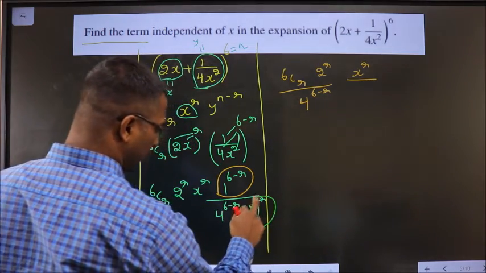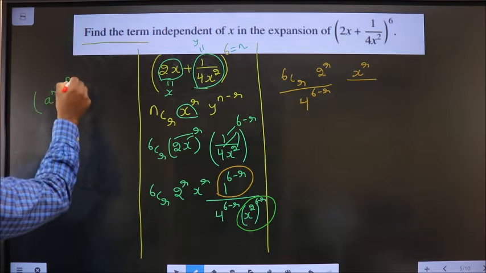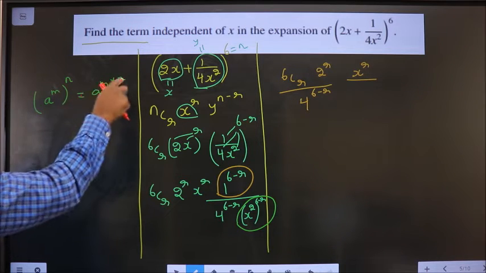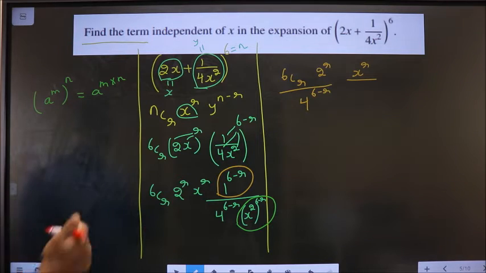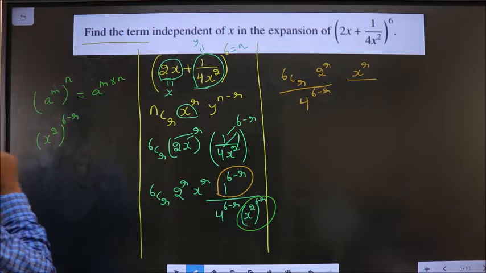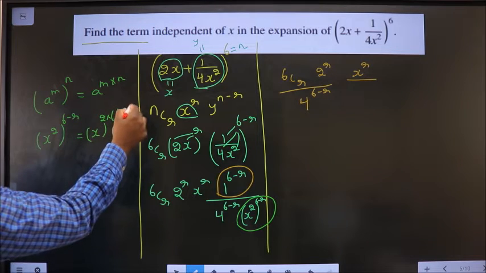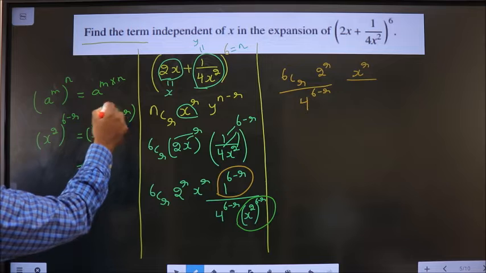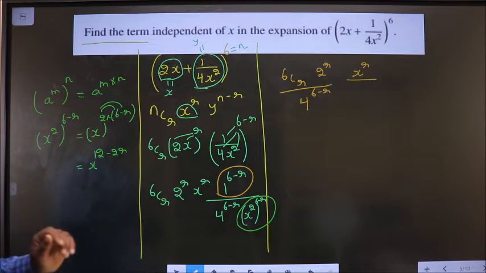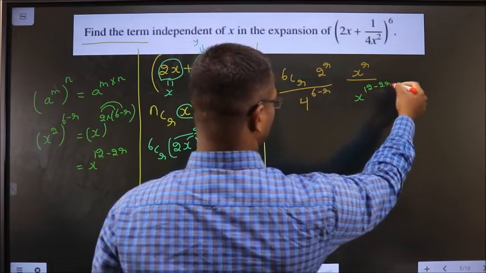what formula can you apply here? A has got multiple powers. Then what does it result in? a power m into n. A has got multiple powers, so multiply both the powers. So here also x has got multiple powers, so multiply both the powers. So what does it change to? x power 2 into 6 minus r. So that is x power 12 minus 2r. Clear? Now, write that here. So x power 12 minus 2r.